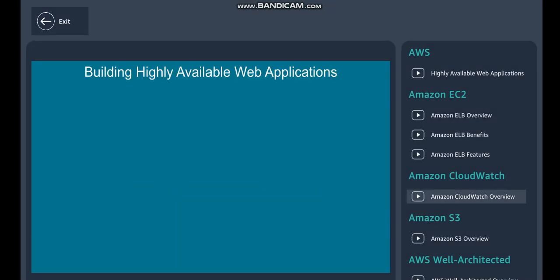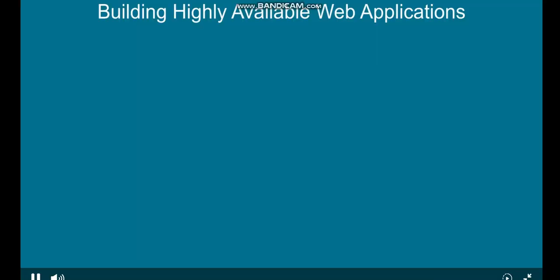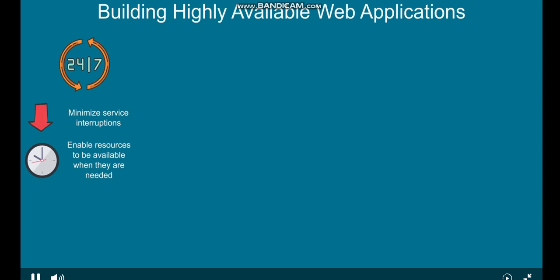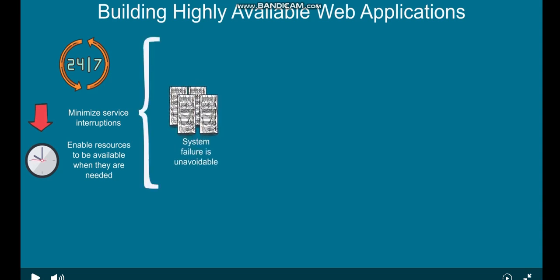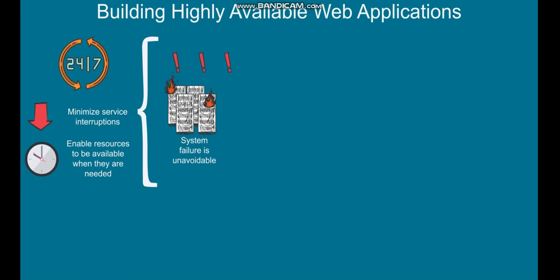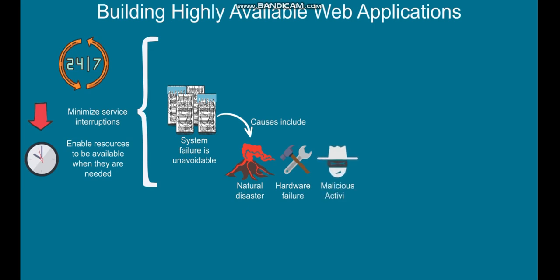Building highly available web applications. A highly available system minimizes service interruptions and enables resources to be available when they are needed. Unfortunately, system failure is unavoidable. External factors beyond your control may eventually affect your services. Causes of system failure include natural disasters, hardware failure, or malicious security events, to name a few.